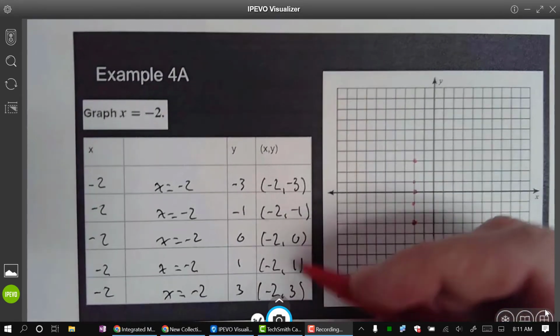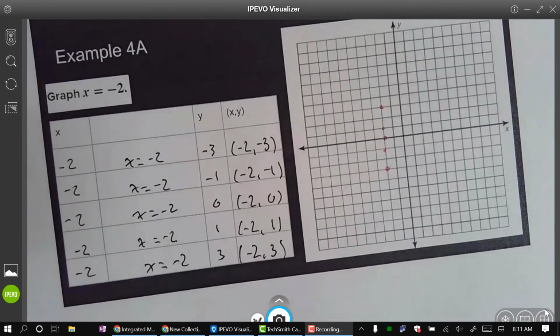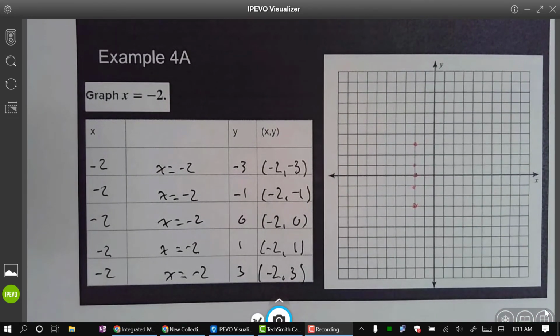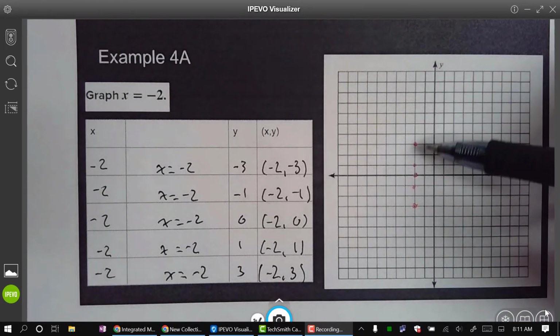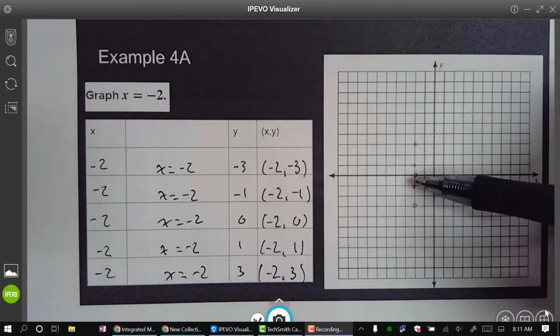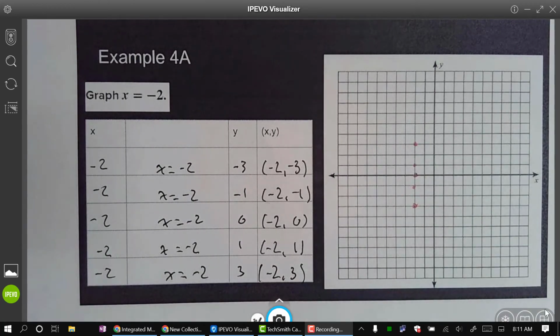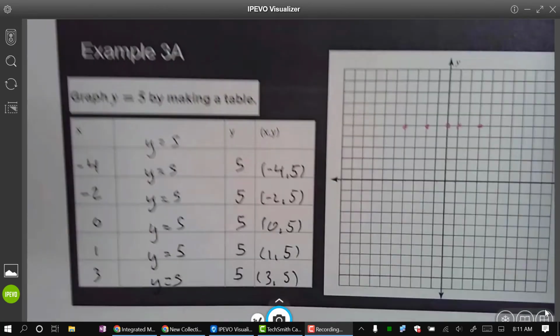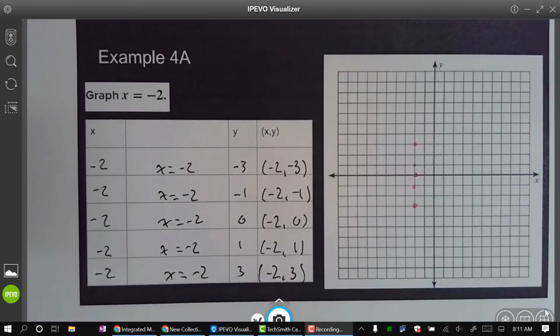Kind of plotted them backwards, but that's okay. It's still plotting all the points. So that's what happens when we have y equals a number and x equals a number. We just plot points on that x value in this case, and in this case, we just plot them on the y value.